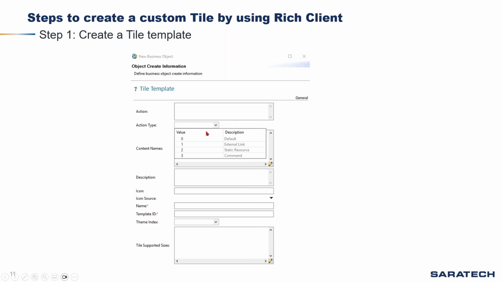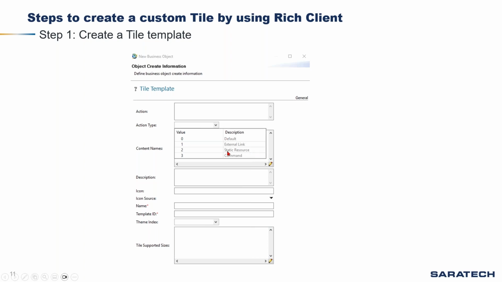There are four common action tabs in the tile template. The first one is the default action tab. When we click on the tile, it will go to the Active Workspace history token. The next action tab is the external link. When we click on the tile, it will open the URL that we provided earlier in this action area in a new web browser tab. I will demonstrate this action tab today.